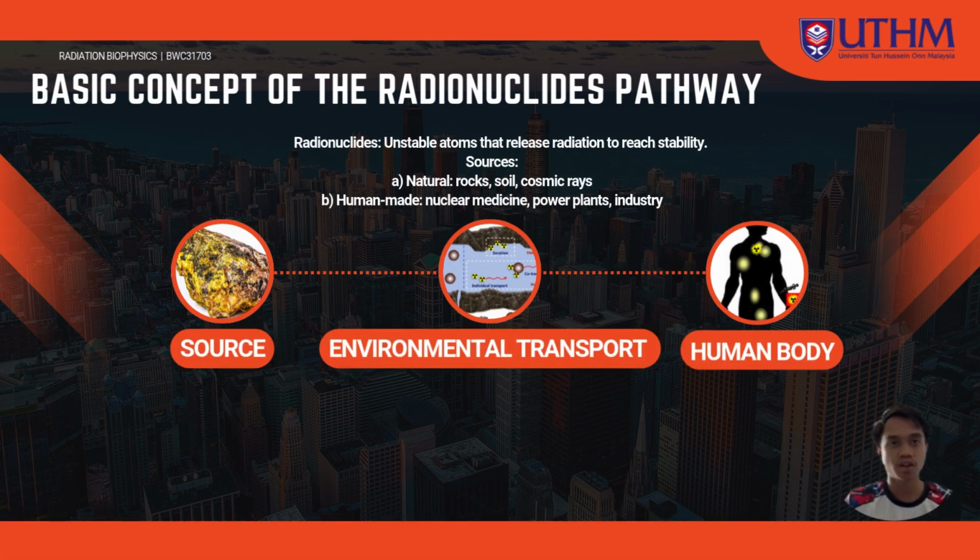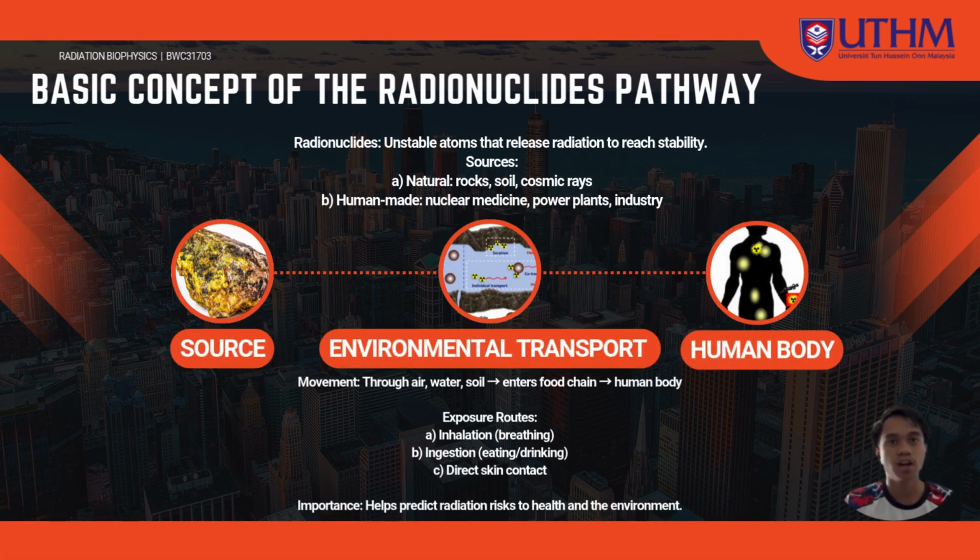For the basic concept of the radionuclide pathway: radionuclides are unstable atoms that release energy to reach a stable state, and this process is known as radioactive decay. The pathway of radionuclides begins when these unstable atoms are released into the environment through natural sources like rocks, soil, or cosmic rays, or through human activities such as nuclear medicine, nuclear power plants, or industrial processes.